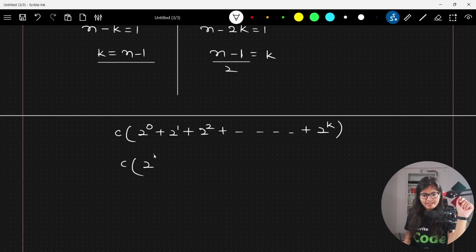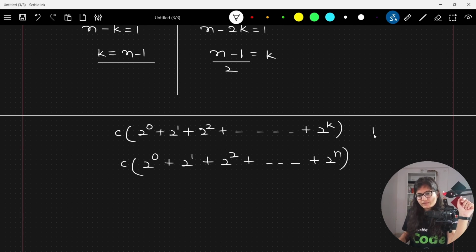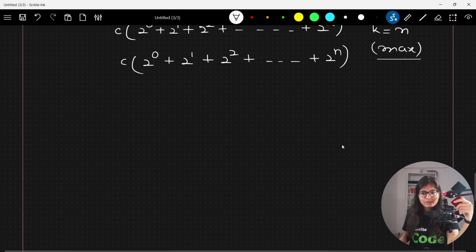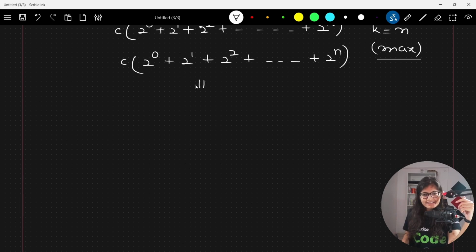So we can say 2 to the power 0, 2 to the power 1, until 2 to the power n, because the value of k equals n. Here we are talking about the maximum value. What is the maximum number of levels we can go? This is a GP series. Can we say it is a GP series? Where the common ratio r equals 2.